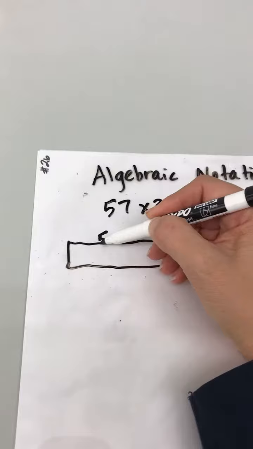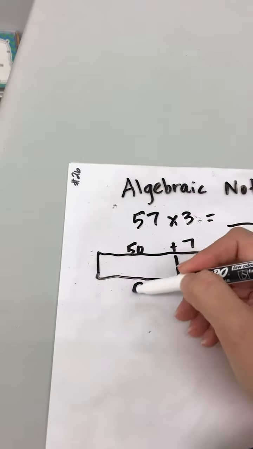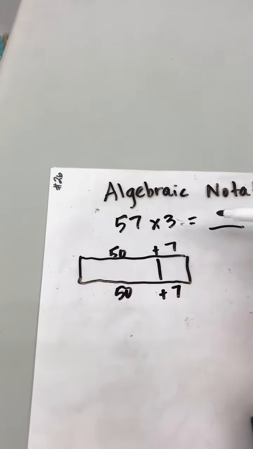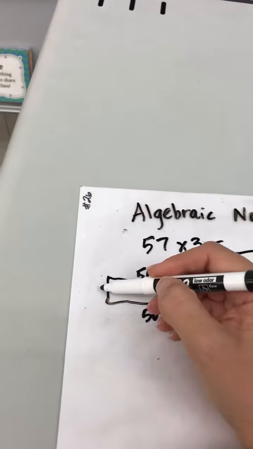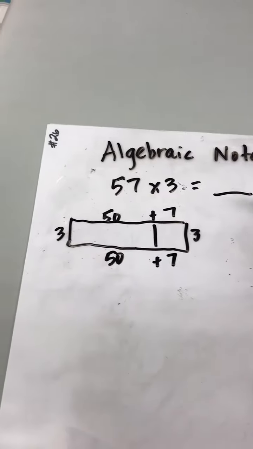And I'm going to break the 57 apart into 50 plus 7 again. And if I know the top, I know the bottom. This is great practice for our learning in geometry. We'll be learning about area, so this is just a little front loading for them.